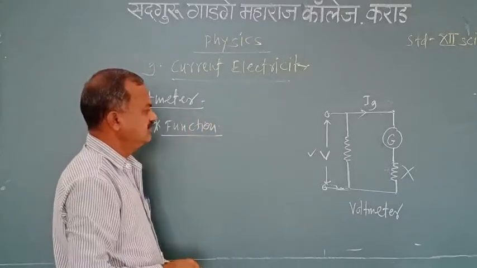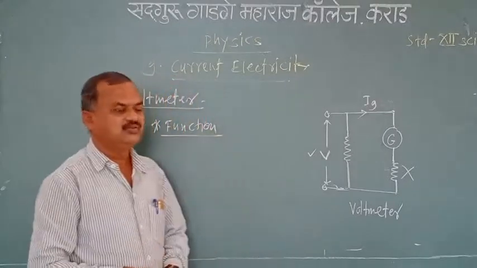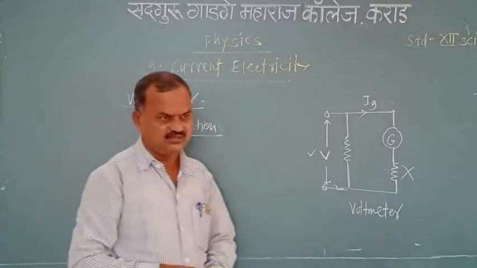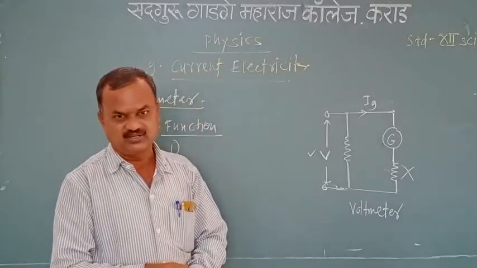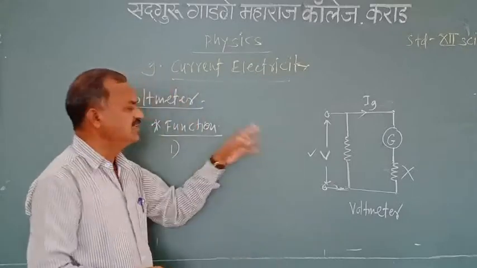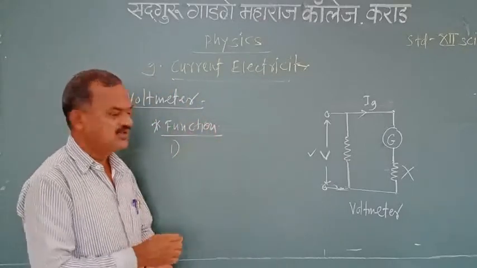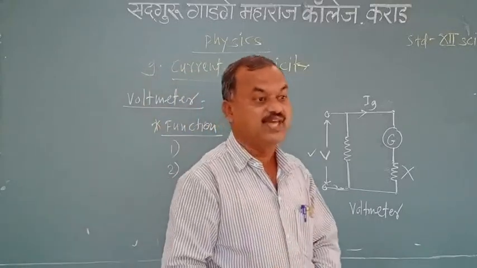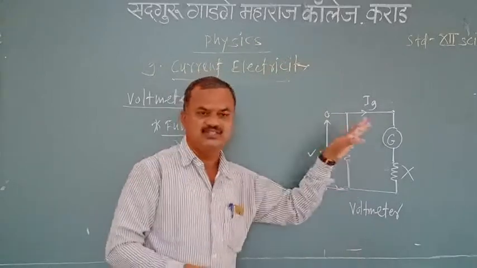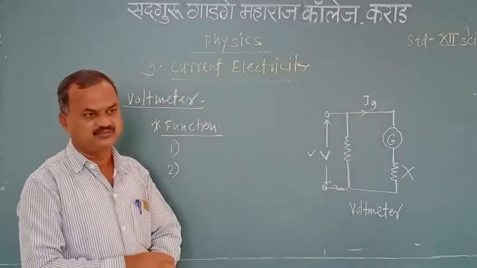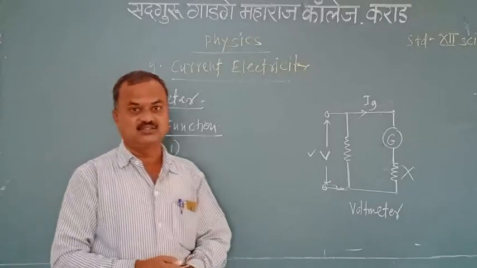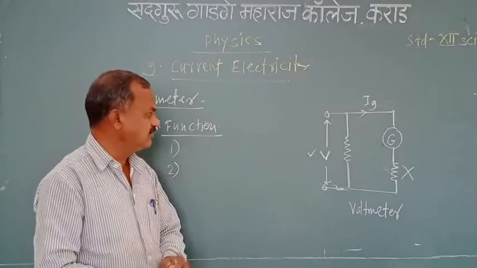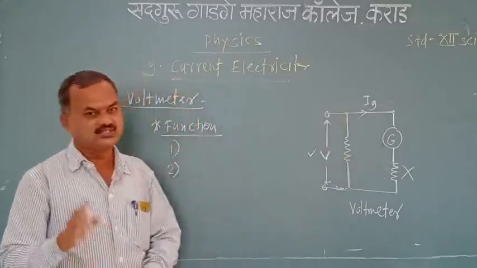Why do we connect that high resistance in series with the coil of the galvanometer? First function, in order to increase the voltage capacity of the instrument, we have to connect high resistance in series with the coil of the galvanometer. Also, in order to protect that instrument from damage, we connect that high resistance in series with the coil. And also to increase the voltage capacity, meaning the range of the voltmeter, for that reason we connect that high resistance in series with the coil of the galvanometer.